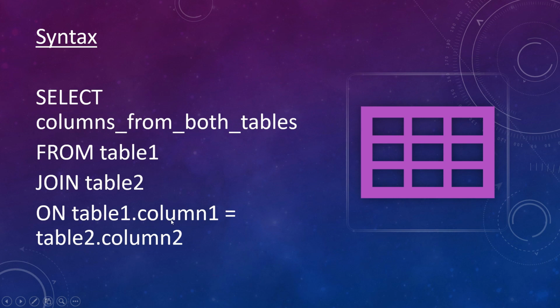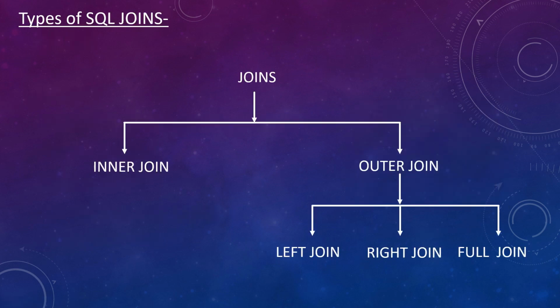This means basically when we are joining two tables, we need some common column between those two tables. So this is the common column. From table 1 we have column 1 and from table 2 we have column 2. This is the column on which we are joining the two tables, because to join two tables we need one common column between both the tables. So this is the syntax for using joins.